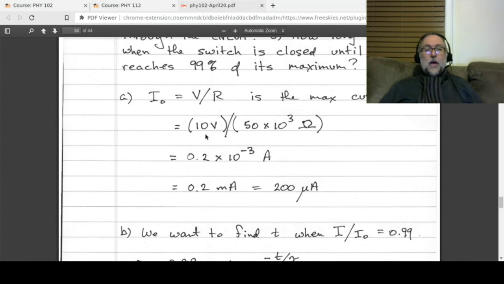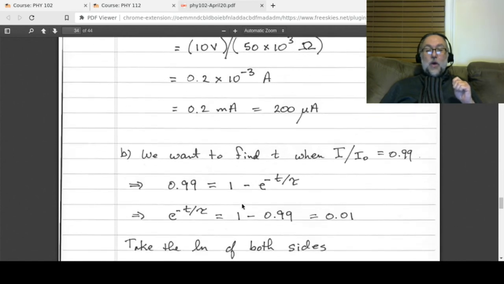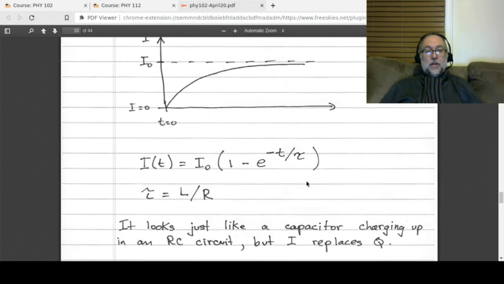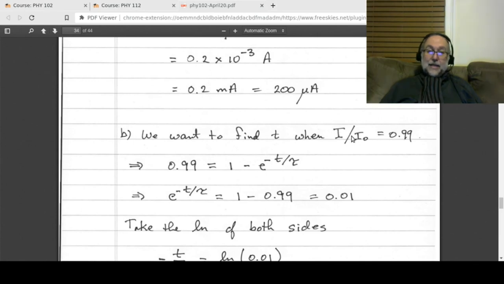Now, the next part says we want to know how long from when I close the switch and start the current going. So the current is at zero, I close the switch, and the current starts to wind up until I reach 99% of the maximum current. Well, for this one, we want to use this equation right here. And the ratio of I over I naught, I didn't give you I, I just said that the ratio I to I naught is 99%. In other words, I has reached 99% of the maximum.